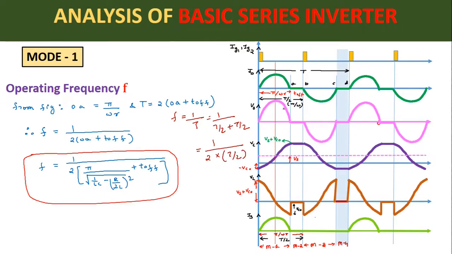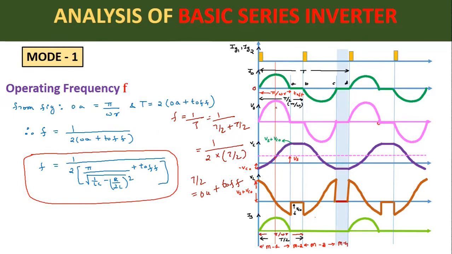Now we can find out T by 2 from this graph. Here you can see T by 2 will be equal to pi upon omega r plus T off. So this pi upon omega r is equal to OA here. So we can write this T by 2 is equal to OA plus this value, that is T off. So when we put this T by 2 value in this equation, we will get frequency is equal to 1 upon 2 into OA plus T off.